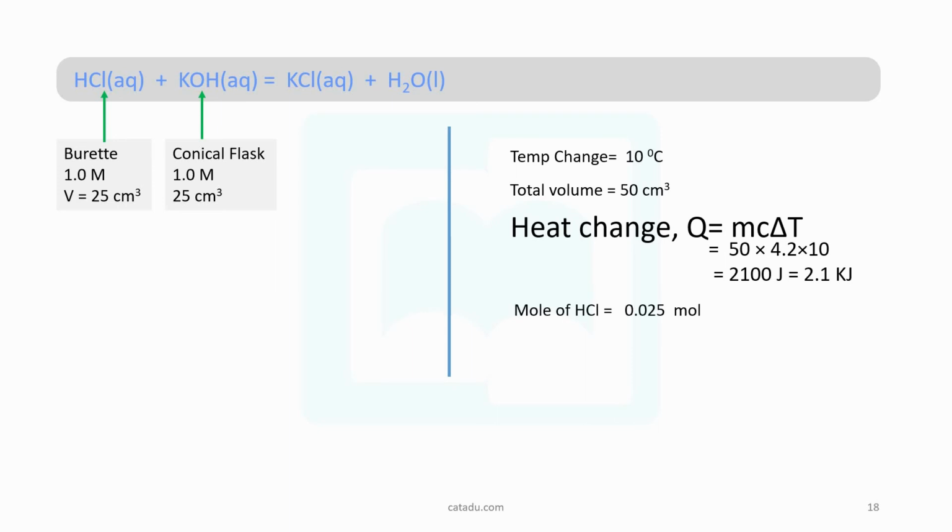The moles involved, of either potassium hydroxide or hydrochloric acid, is 0.025. So enthalpy change is equal to heat change divided by mole, that's the formula. So from here, the enthalpy change is minus 84 kilojoule. I'll discuss more in the next video. Here I'm giving you just the idea of how to calculate the enthalpy change.